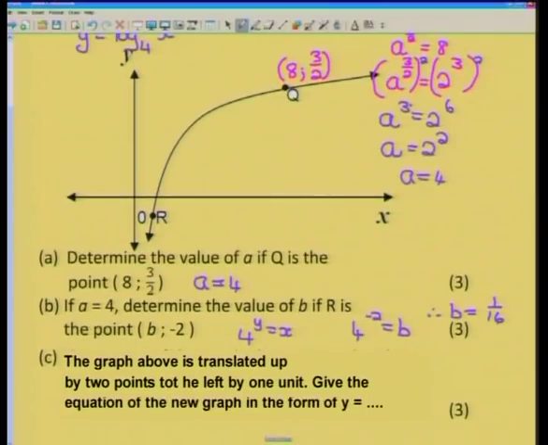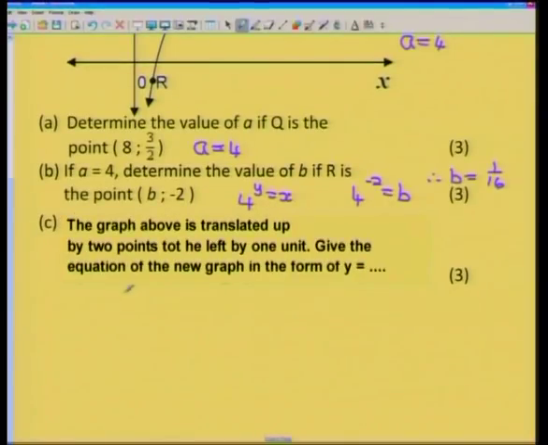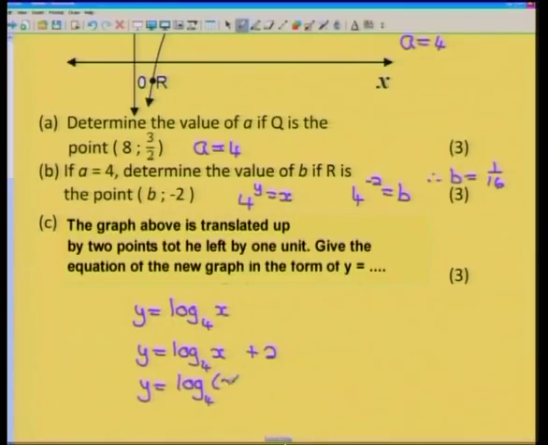The inverse of the graph above is translated up by 2 units and then left by 1 unit. Give the new equation of the graph. Now that's not very hard to do, so let's quickly do this. We know that it was actually y equals log to the base 4 of x. They tell me it's translated up by 2 units, so that means it would have become y equals log to the base 4 of x plus 2. That would shift it up the 2. And then left by 1 unit, so left by 1 unit impacts on this x value, and left by 1 unit means it would be x plus 1 plus 2. And there's your new graph ready to go.